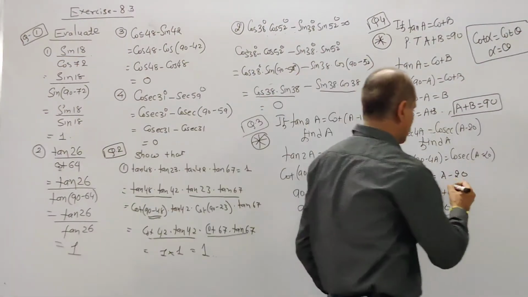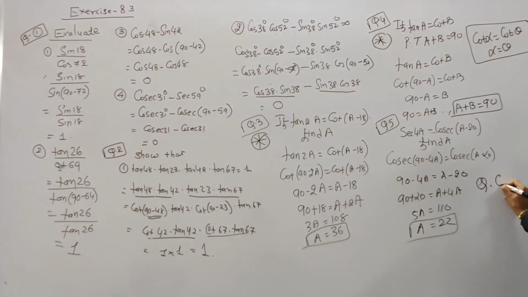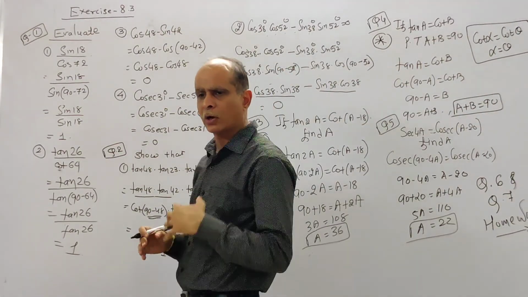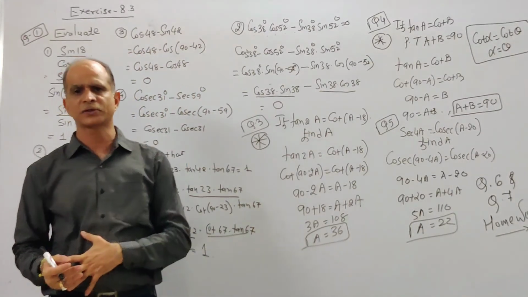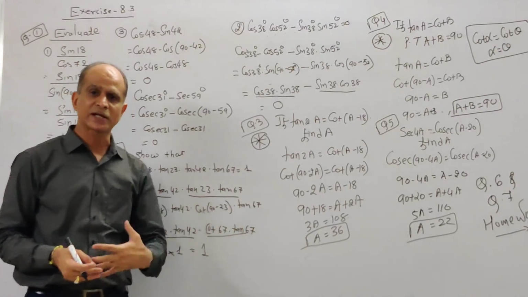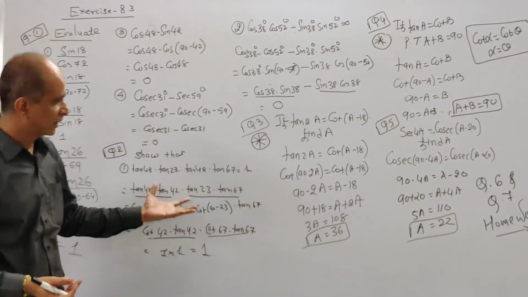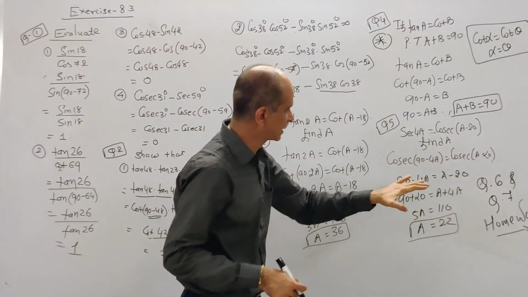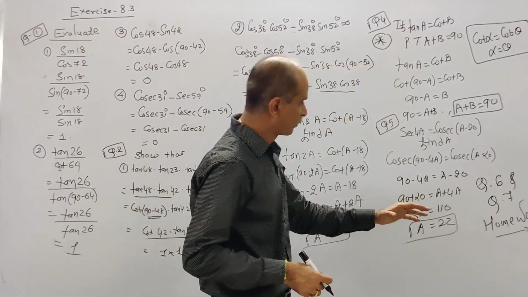Now, question number 6 and question number 7 are homework for you. It is also on the basis of the same concept, that is, either you have to convert sine into cos or cos into sine, tan into cot or cot into tan, sec into cosec or cosec into sec, and you will find the final answer. So I have solved 5 examples. Question 6 and question 7 are homework for you.